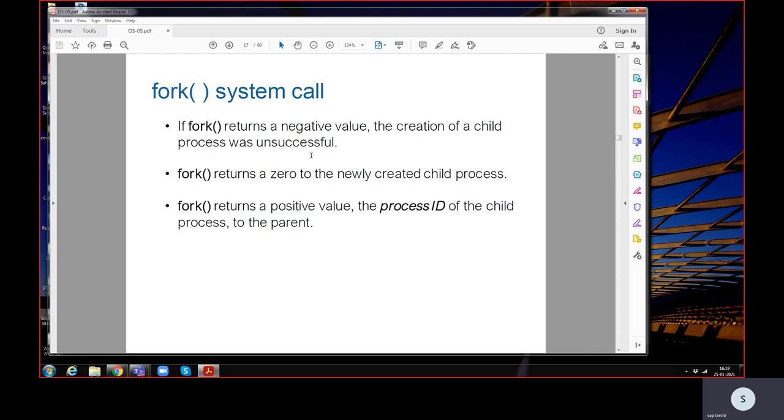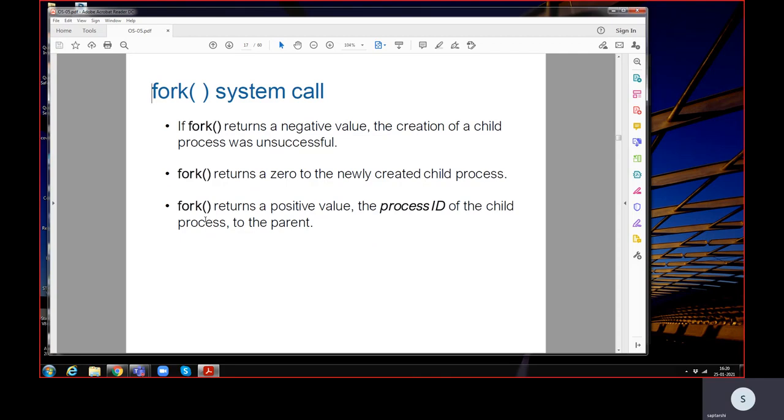But suppose that the creation of a child process was successful. Then fork has a strange behavior. This is one function which returns twice. Once it returns to the parent process, which called fork, and another time it returns to the newly created child process. And there is a distinction between these two returns. Fork returns a 0 to the newly created child process. And while returning to the parent process, fork returns a positive value, which is the process ID of the child process.